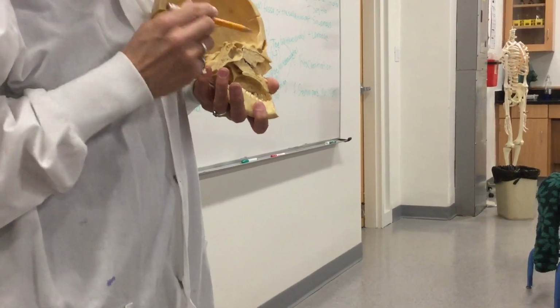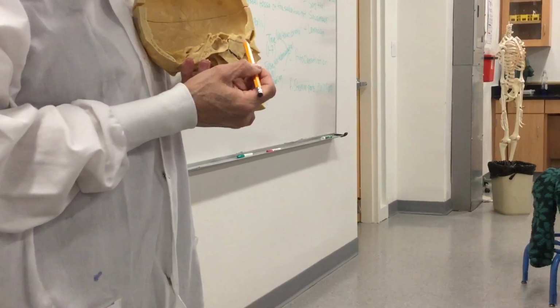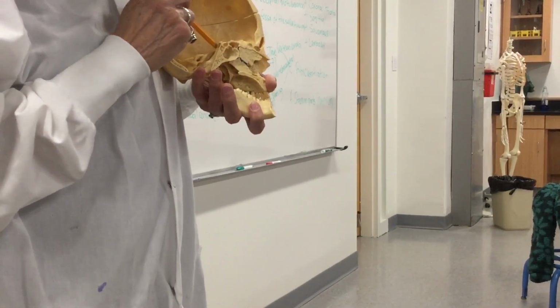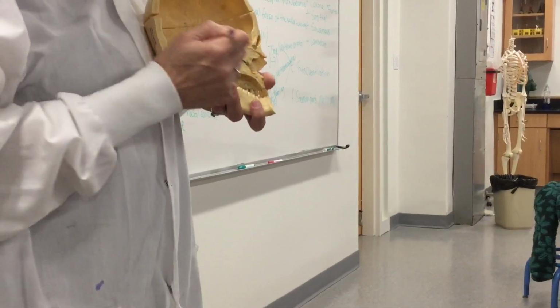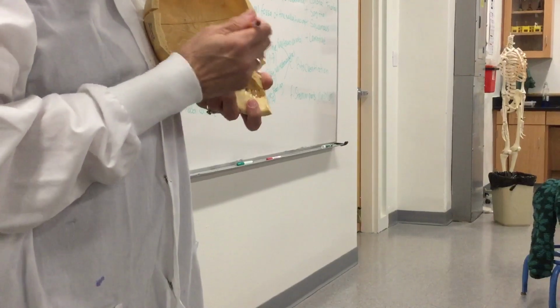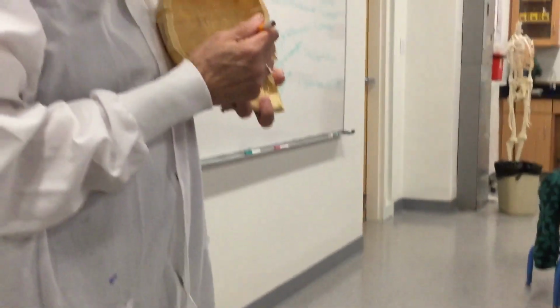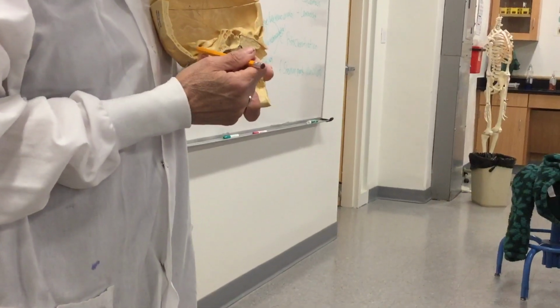Anterior cranial fossa is mainly made by the frontal bone and the ethmoid, which is this. Middle cranial fossa is made by the sphenoid, which is this, and the temporal, which is here. And then the posterior cranial fossa is majorly made by the occipital bone and part of the temporal.